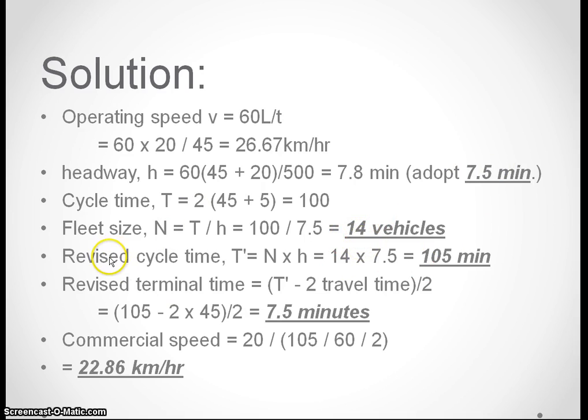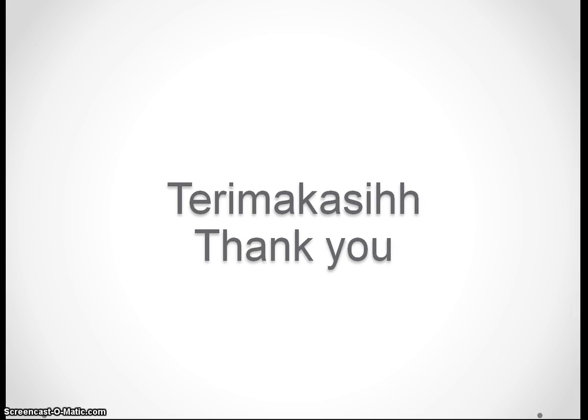So you have to revise the cycle time based on these 14 vehicles. Now the cycle time is 105 minutes. Okay, quite okay. And revised terminal time, revised cycle time minus the 2 travel times, divided by 2, so now 7.5 minutes. So now okay, because the minimum is 5. And the commercial speed, you just divide the distance by the time, so now it is 22.86 kilometer per hour. Okay, thank you very much.